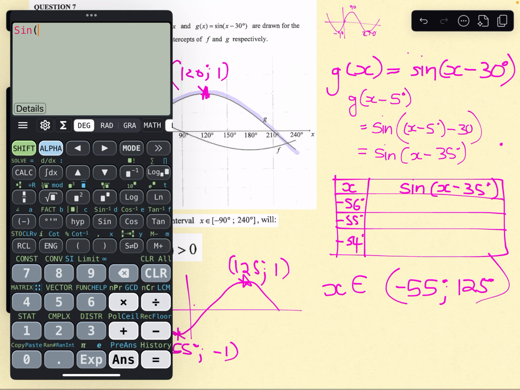So we have sine of minus 56 minus 35, which is equal to minus 0.999847, and so on. Okay, and then if we say sine of minus 55 minus 35 gives us minus 1. Okay, and then if we look right after that, we have sine of minus 54 minus 35, which goes back to this number here.